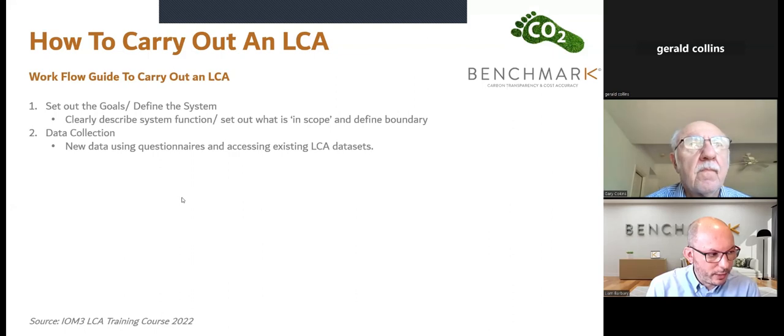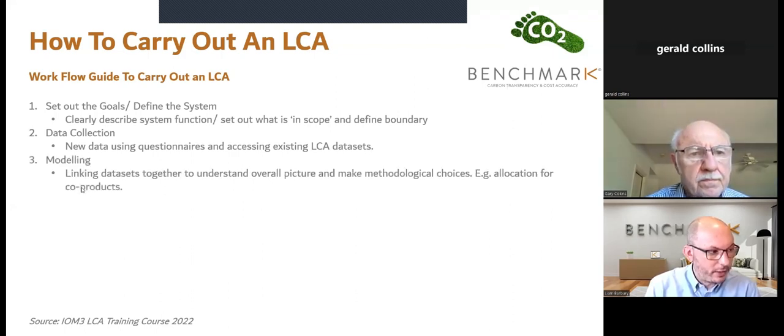Data collection, as we talked about in the previous slide, you would get from your associated data sources. And then modeling, so linking the data sets together to understand the overall picture and make methodological choices.